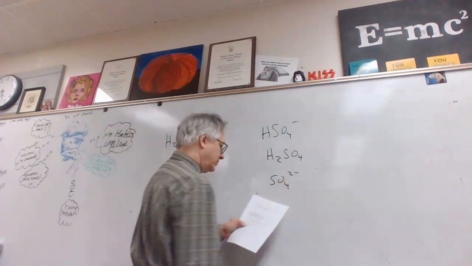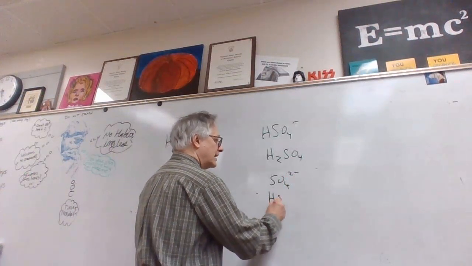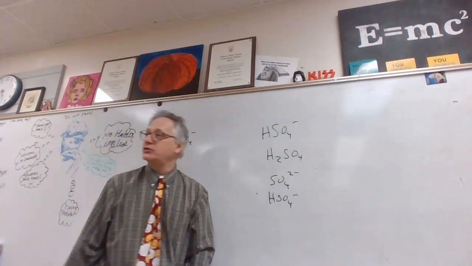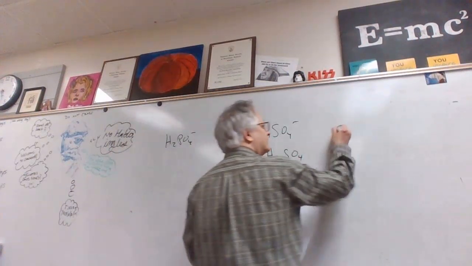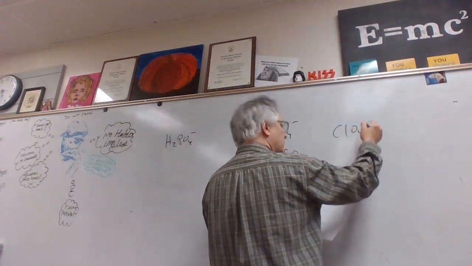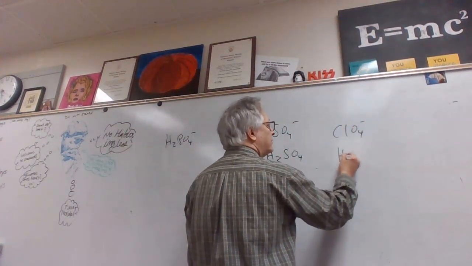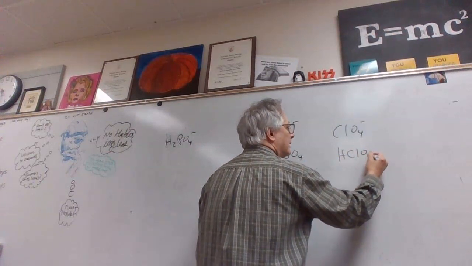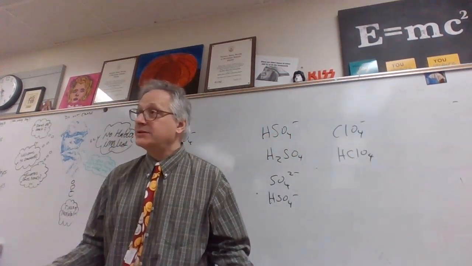SO4 with a minus 2 charge. Well, add a proton, you're going to get HSO4 with a minus 1 charge. And finally, if I have ClO4 with a minus charge, I add a proton, I get HClO4, and you end up with perchloric acid. Now, how could I make this different on a quiz?